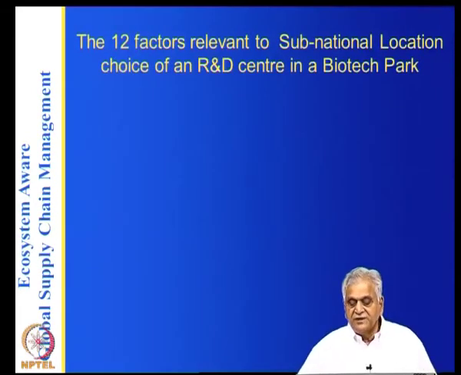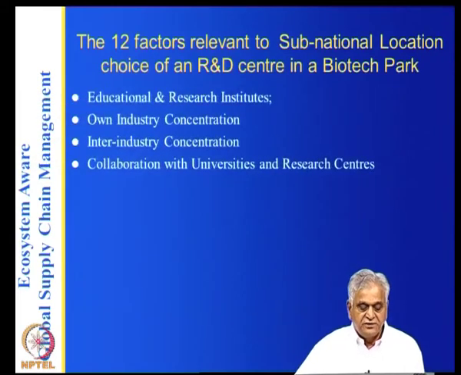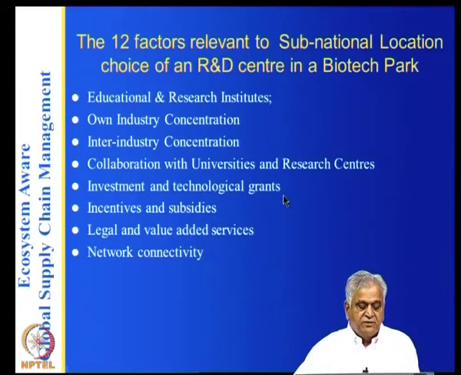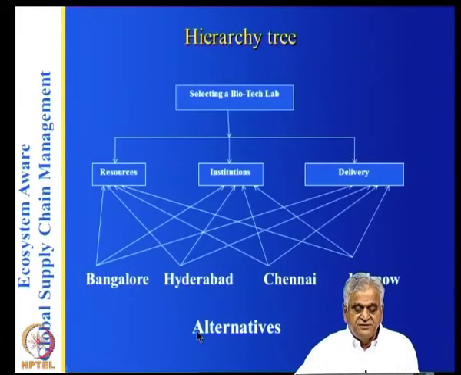So the 12 factors relevant to subnational location choice of R&D centers are these: educational research institutes, own industry concentration, inter-industry concentration, collaboration with universities and research centers, investment and technology grants, incentives and subsidies, legal and value-added services, network connectivity, international airport connectivity, cost of living, quality of life, political support. These are the 12 factors.